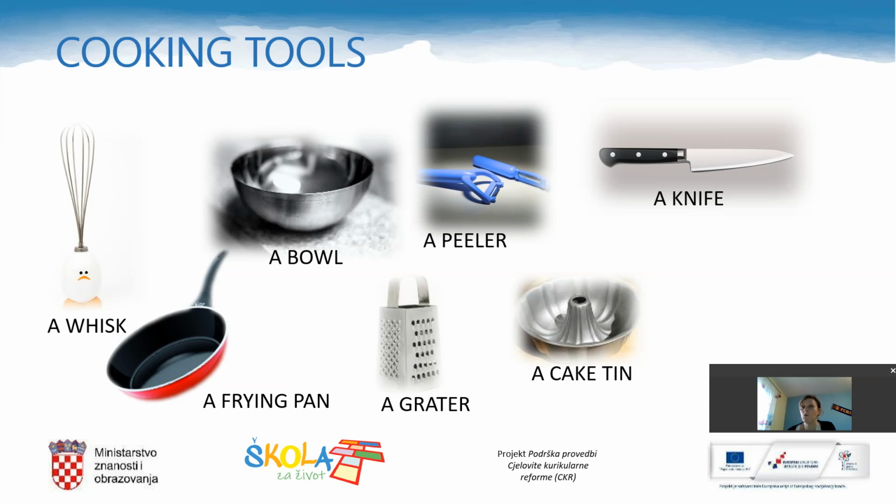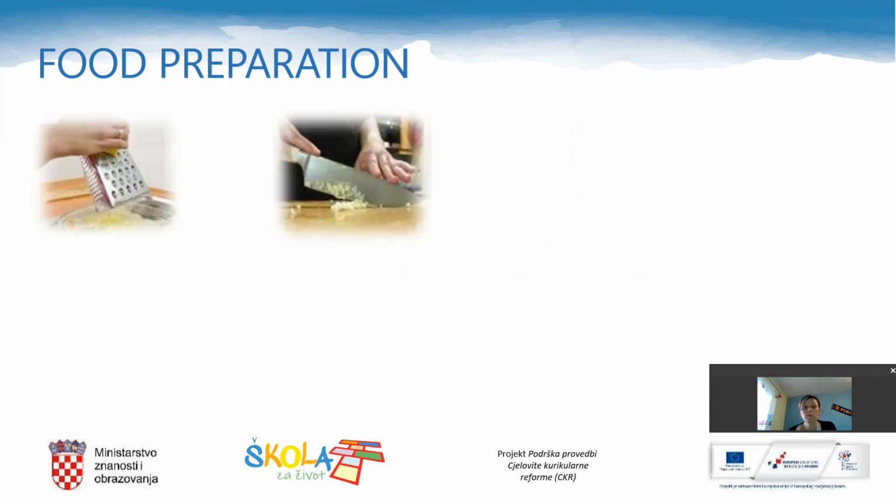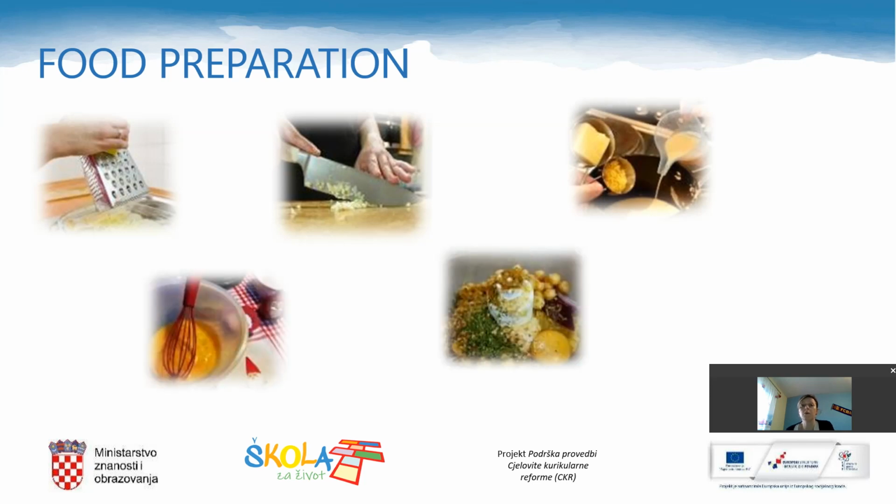Now that you know the names of some cooking tools, I told you that you will be able to name some verbs that we use to prepare food. I will show you again some pictures. Take a look at them. You can see a grater. Do you know what we do with a grater? Grate. You can grate cheese or apples maybe. Then you can see a knife. Well, you chop with a knife. The next verb is add. You add ingredients in a bowl. Then you have beat. You beat eggs with a whisk. And the last verb is to mix something, to mix the ingredients you need to prepare your favorite food.